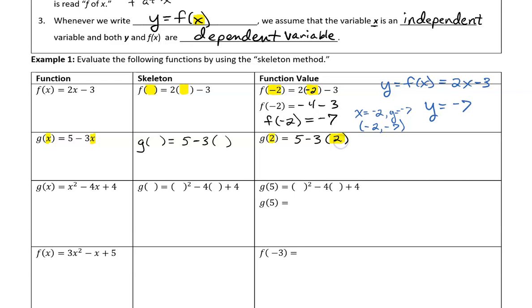We're substituting, plugging in a 2. And then we go with our order of operations. So then g of 2 is going to equal 5 minus 6. So g of 2 is equal to negative 1. And we have our answer. In other words, the value x equals 2 gives me a function value of negative 1. The x is 2, the y is negative 1.